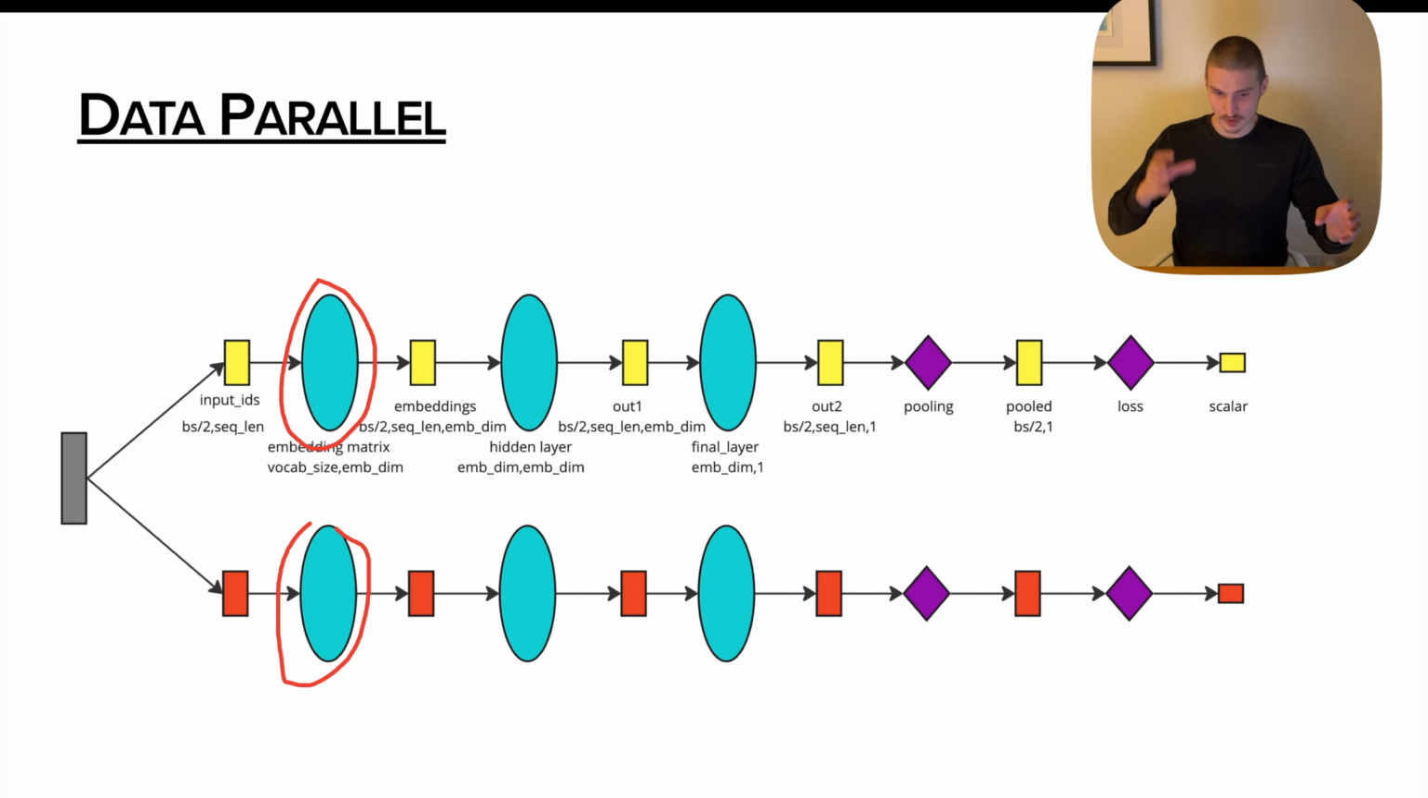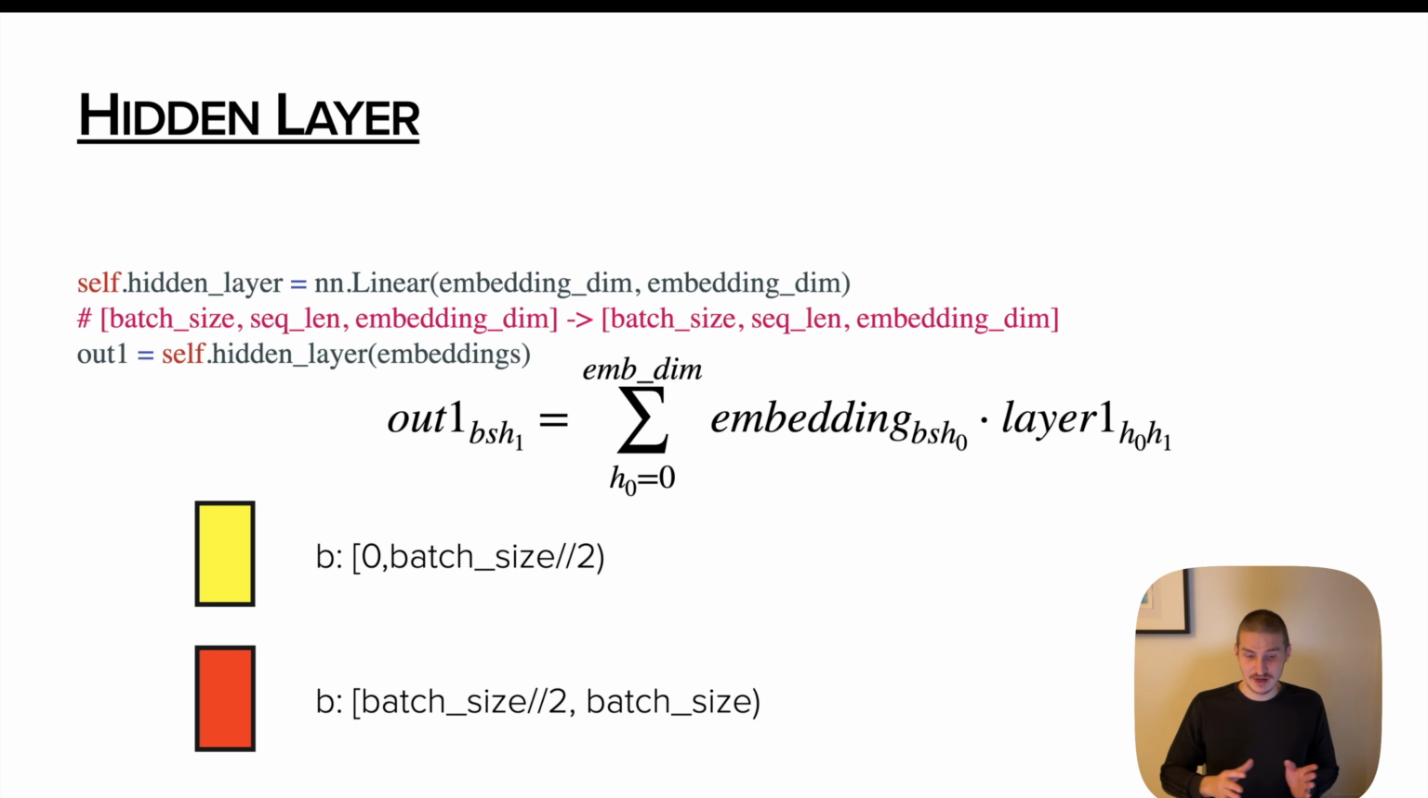One goes to one executor, one goes to another executor, and then we copy the model. So we copy each layer into two parts and send each part to the corresponding executor. Now let's look at the math again. So let's start with the hidden layer. So this was the equation for the hidden layer.